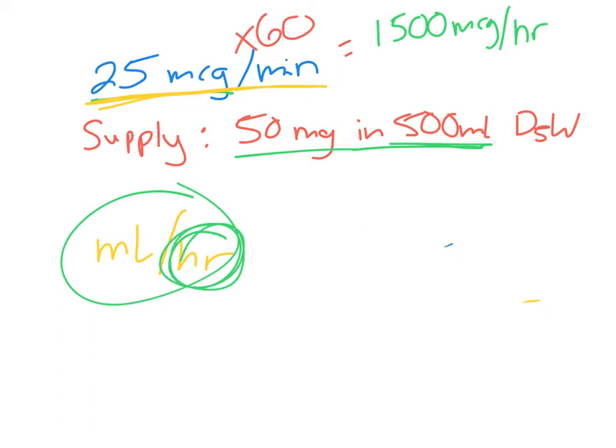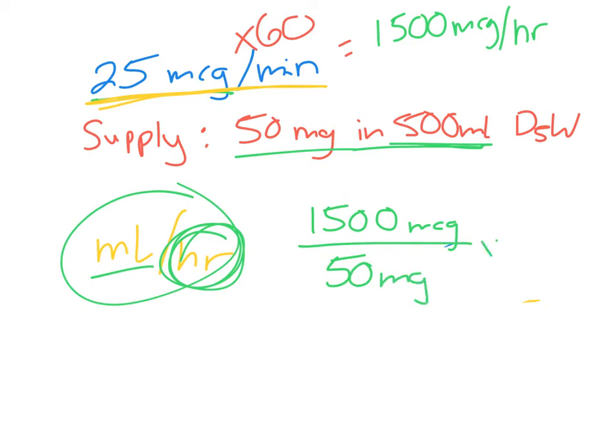Now we just need to use the dosage formula to get it into milliliters per hour. So here's what our ordered dose is right now. 1,500 milligrams. If we plug that into the dosage, it's micrograms, not milligrams. Silly me. Okay, 1,500 micrograms. If we plug that into the dosage calculation right now, our supply is 50 milligrams per 500 milliliters.